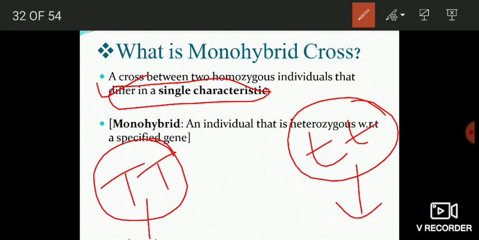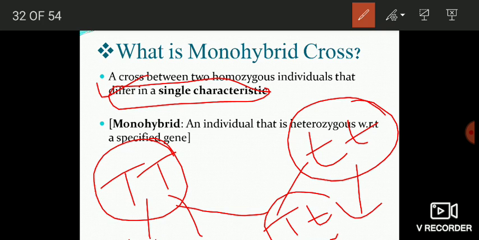These two individuals are homozygous. One is tall and another one is dwarf. When these two individuals are crossed, you will get the progeny or offspring, which will have one capital T, one small t. This cross between two individuals differing in a single characteristic is known as monohybrid cross. And the individual that you get after performing this cross is known as monohybrid, because this individual is heterozygous with respect to a single gene, and that gene is the gene for height.